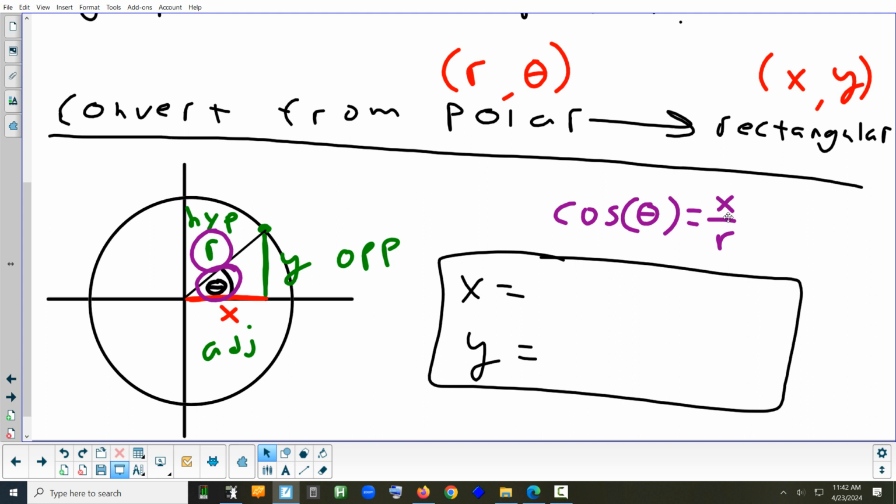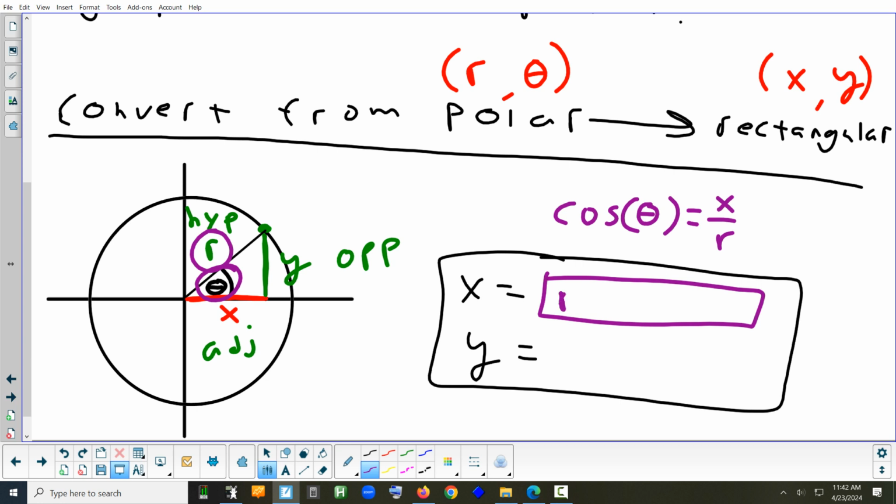And then when you get the x by itself, what would you put in there? R cosine. Bring the r to the other side. Yep. R cosine theta. Now we can go through the same thing for y. The only difference is it doesn't use cosine. It uses sine. So those are the two formulas to convert from polar to rectangular. This gives you the base of the triangle. The bottom one gives you the height. Okay. Any question on those two formulas?